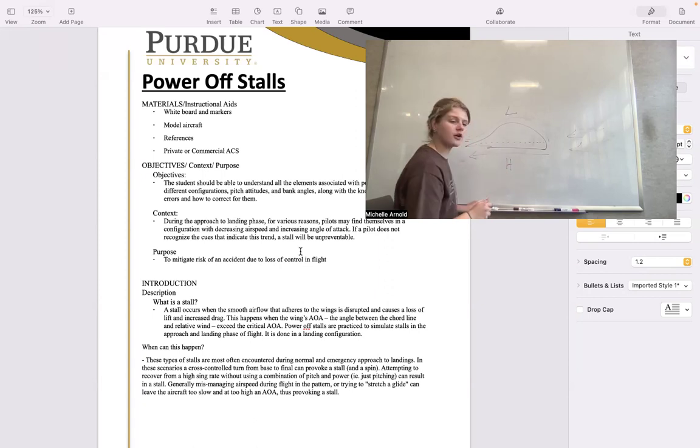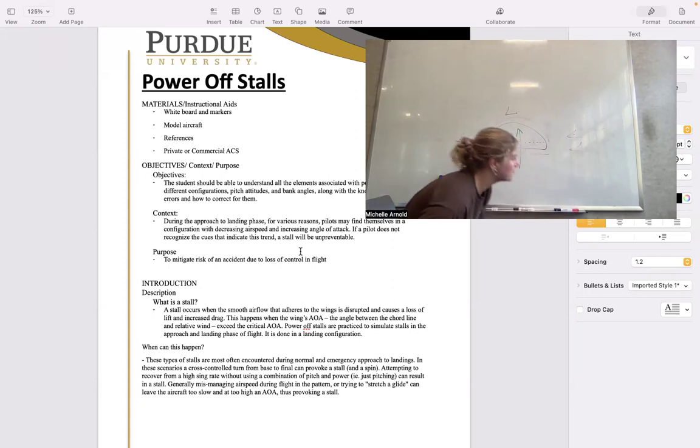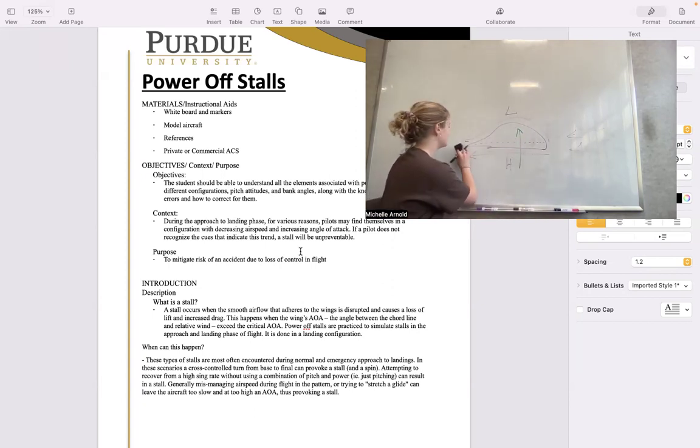Can I get a new marker? And because of Bernoulli's principle, we know the high pressure is going to want to go to the low pressure, which is going to give us that lift. So that's how a plane flies in a normal situation.